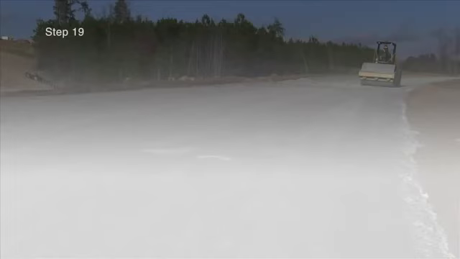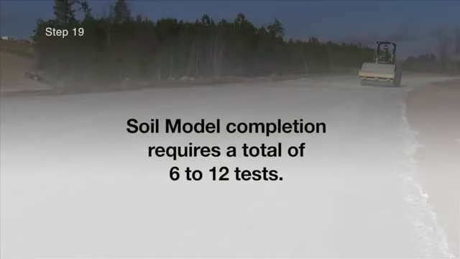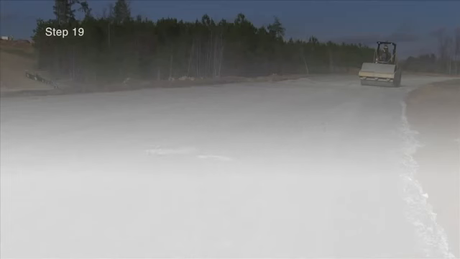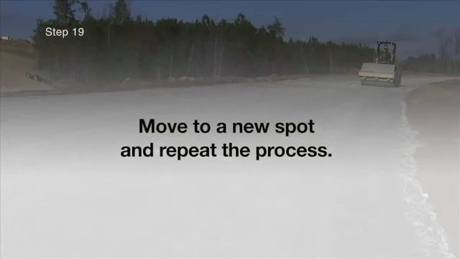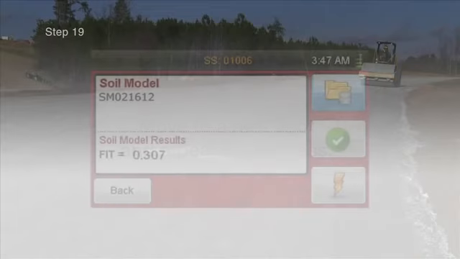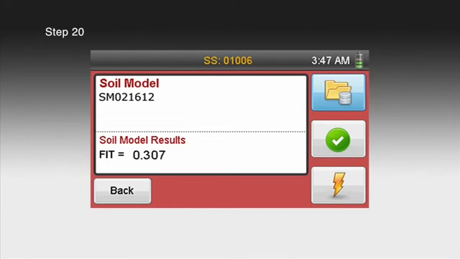To complete your soil model, you will need to do a total of 6 to 12 tests with a range of different compaction levels and different moisture levels. Perform your next test, move to a new spot, and repeat the testing process you used for your first test. When you have completed your tests, you are now ready to match the results of your traditional density and moisture tests with the EDG soil model you have constructed. Follow these steps to enter your information.